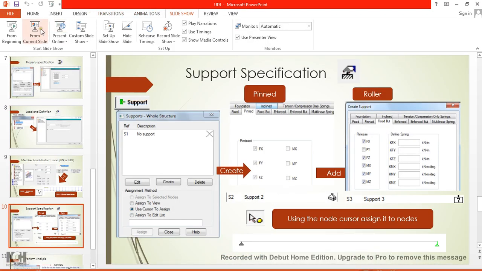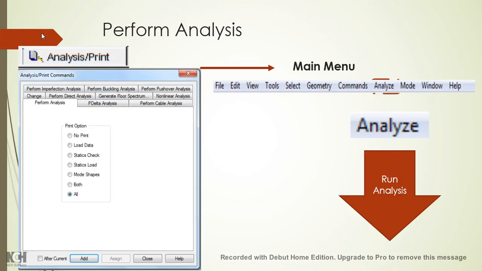Next step is go to analyze. You have to use the option called perform analysis, and after this analyze, run analysis. Next step is go to analyze, perform analysis, analyze. In this one you have to click on perform analysis. Now the last step will be analyze, run analysis.